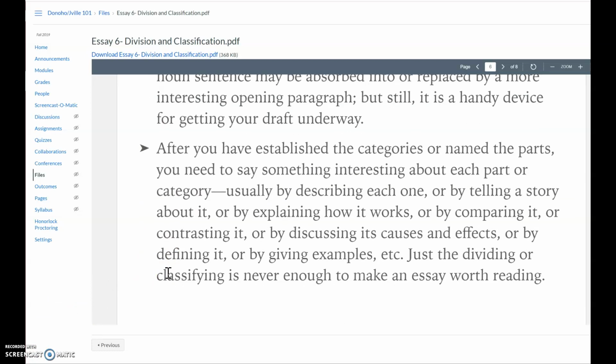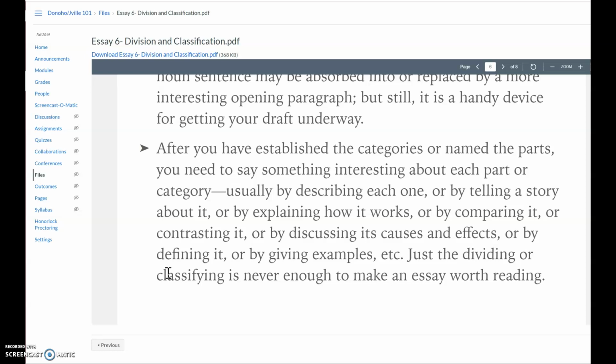After you've established these categories, you have to say something interesting, because here's the thing. If you just established these categories and just listed these types of tourists and something about them, you're forgetting that so what factor. It has to be a meaningful organization.